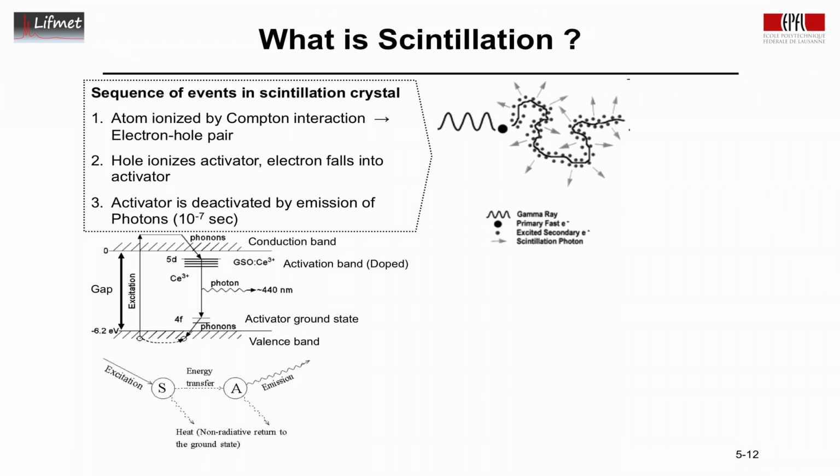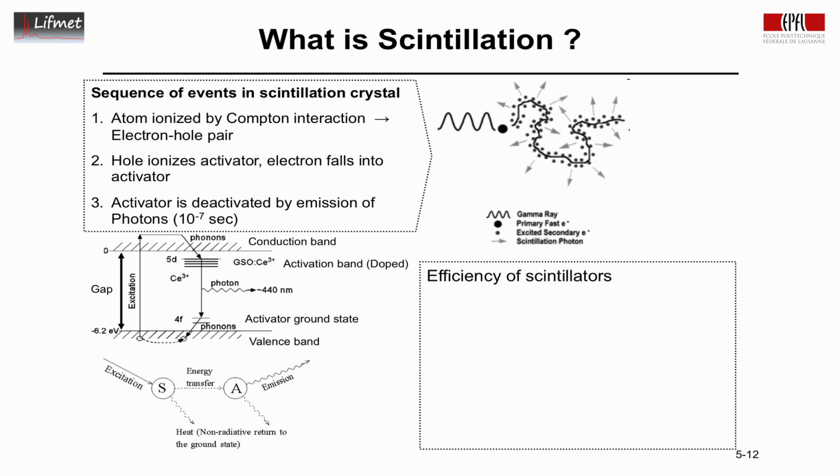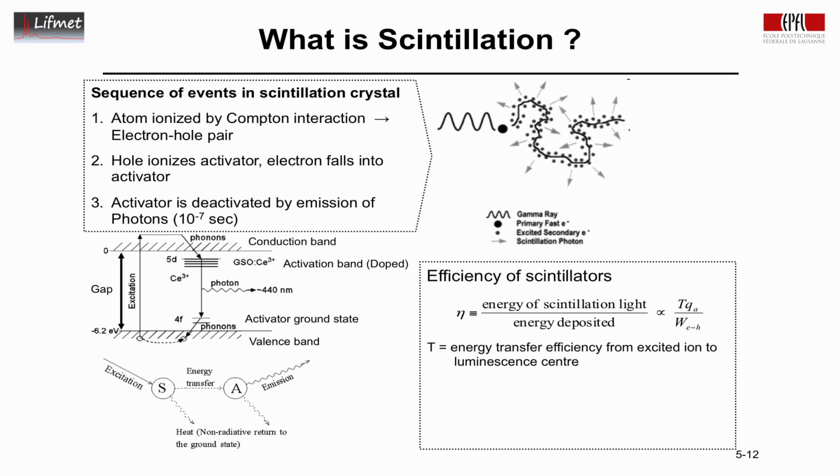So now we have excitation, we have an energy transfer, and we have emission. But we also have quite some losses due to heat. And so we're interested in characterizing scintillation materials, and one thing is the efficiency of the scintillators. This is essentially the energy of the scintillation light: energy of the visible photons times the number of photons divided by the energy deposited, typically the energy of the incident X-ray. And this is proportional to the energy transfer efficiency from the excited ion to the luminescence center. So how good are we in bringing that energy to the impurity?